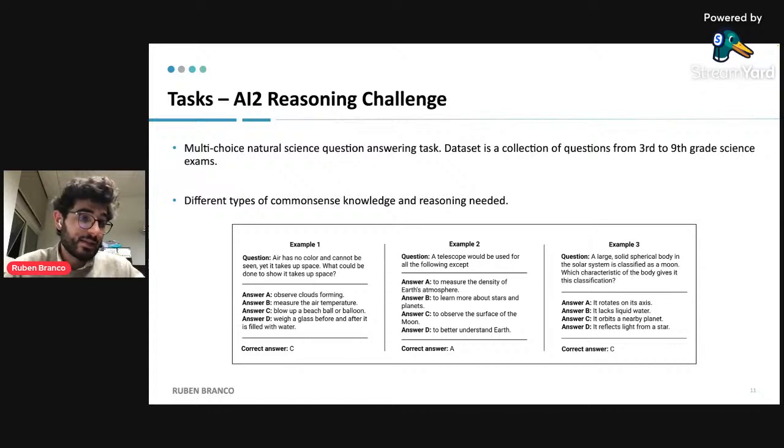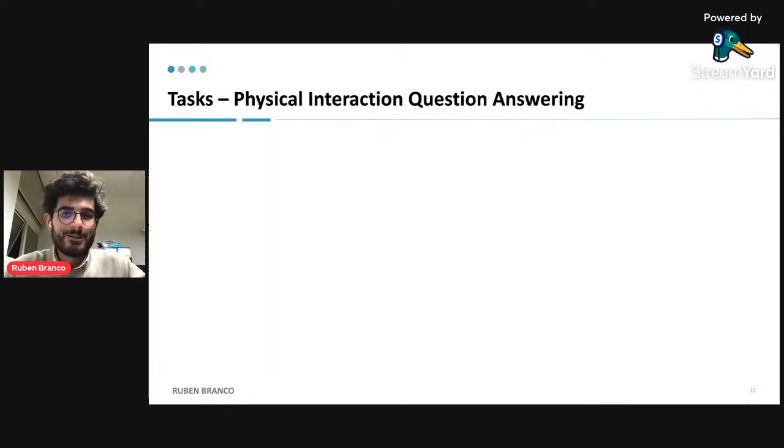And this is the type of thing that a model has to learn. So it is given a question, 4 possible answers, and it must select the correct answer. So for example, we see here, let's say in example 2, a telescope would be used for all the following, except to measure the density of Earth's atmosphere, to learn more about the stars and planets, to observe the surface of the moon, or to better understand Earth. And what doesn't really make sense here? Well, to measure the density of the Earth's atmosphere. You're not going to use a telescope for that, or at least I hope that everyone here would say that.